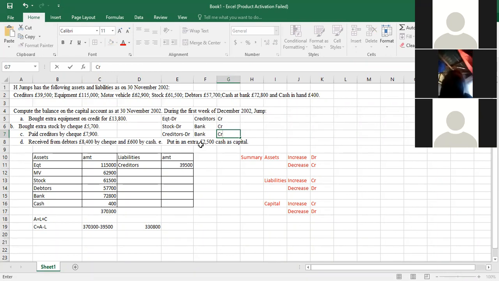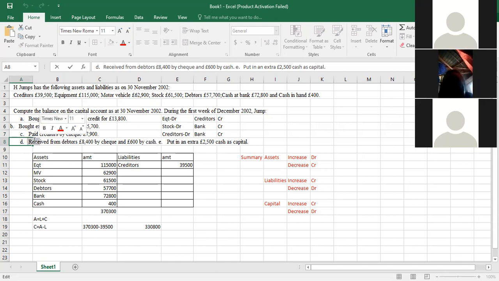Received from debtors. Let me put E in its place. Now I want someone to guide us on D. Received from debtors, 8,400 by check and 600 by cash. So it's like there are two transactions in one.